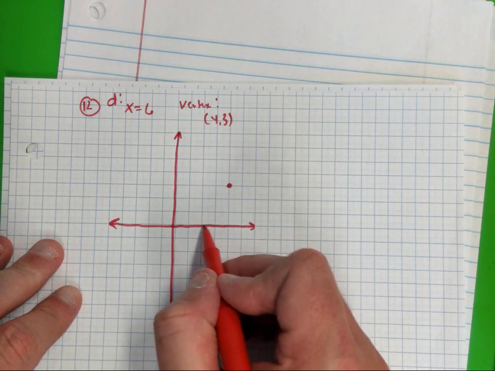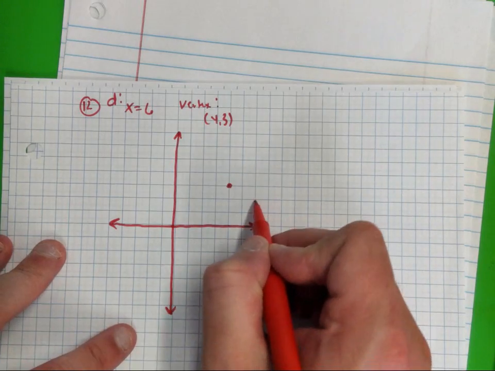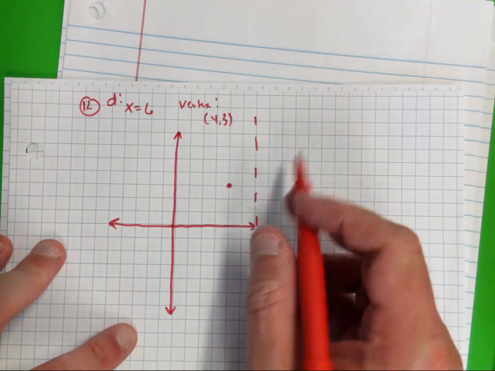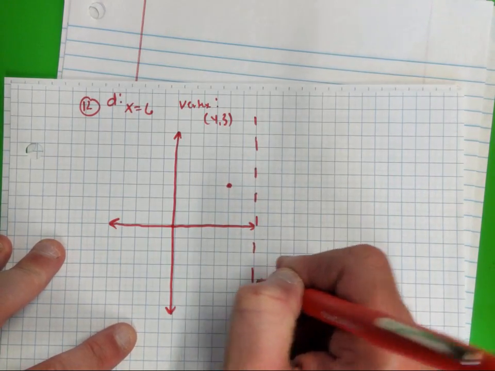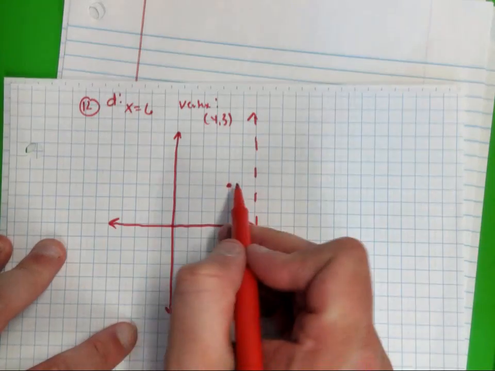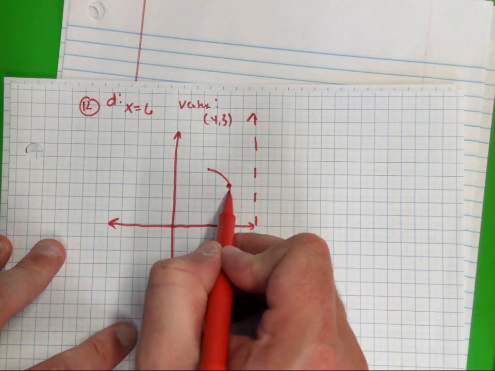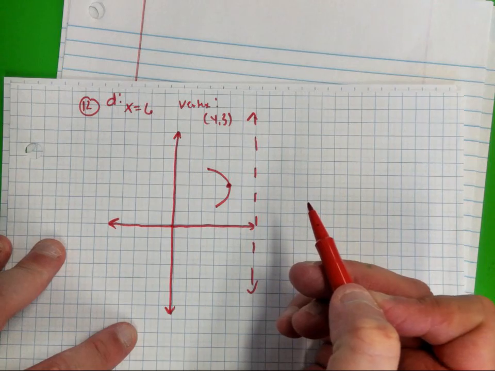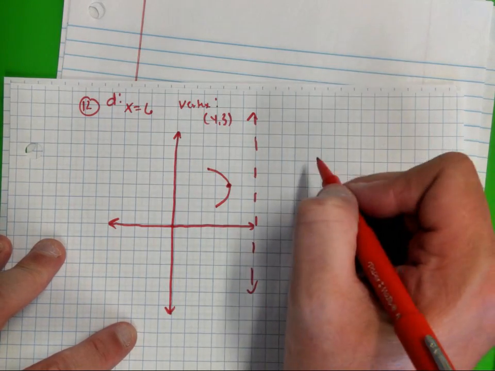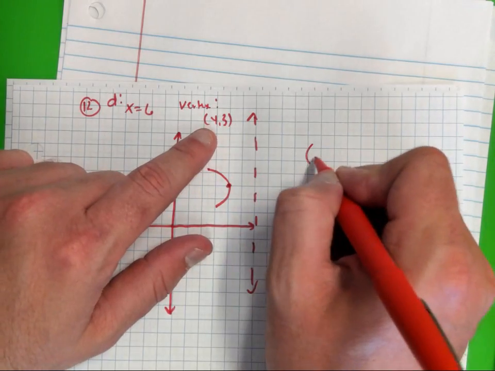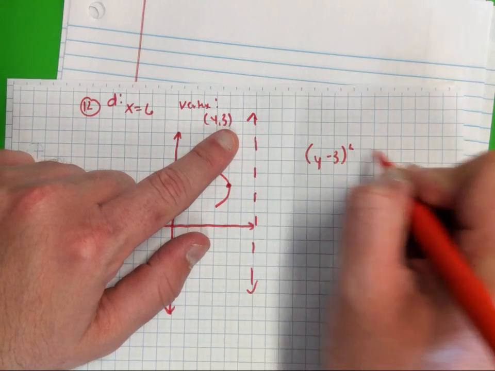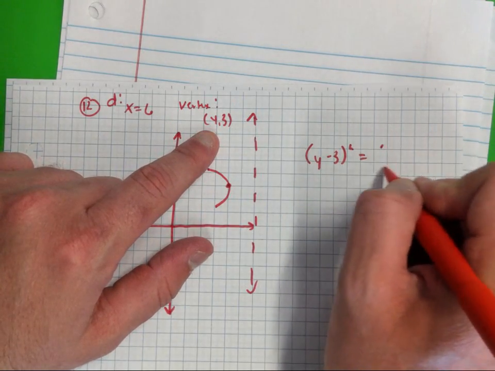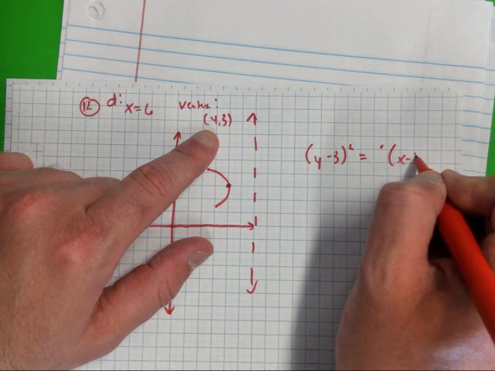That's a vertical line. 1, 2, 3, 4, 5, 6. Right here is your vertex. So that means it's curving back this way. It's horizontal, so your y is going to come first. So I got (y minus 3) squared equals something times (x minus 4).